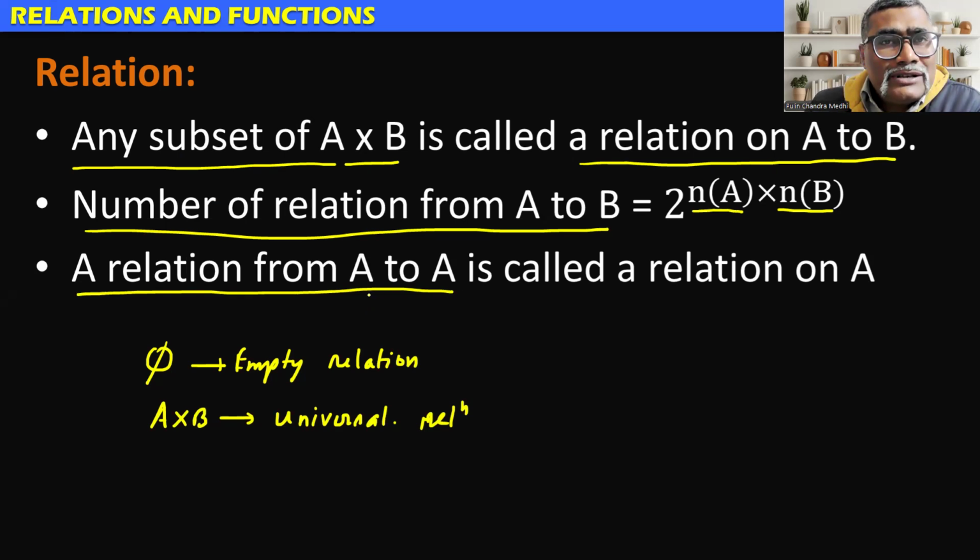So whenever we have a relation from A to A, we call it simply a relation on A. So by the words relation on A, you should be able to understand that we have a relation from A to A itself.